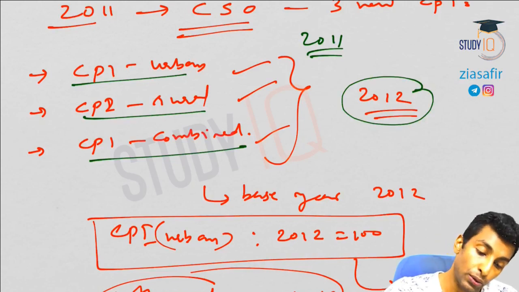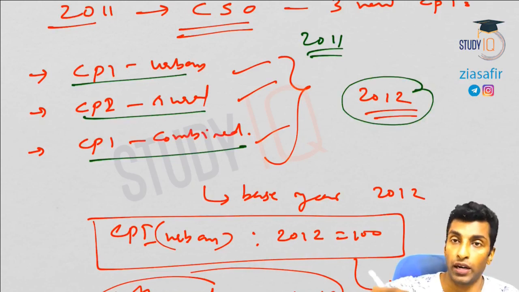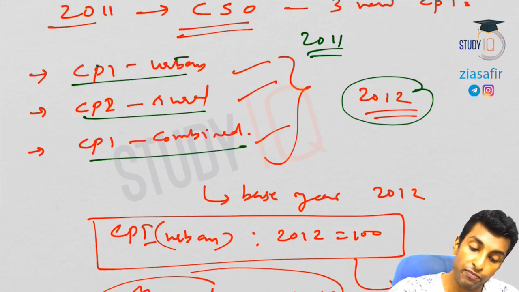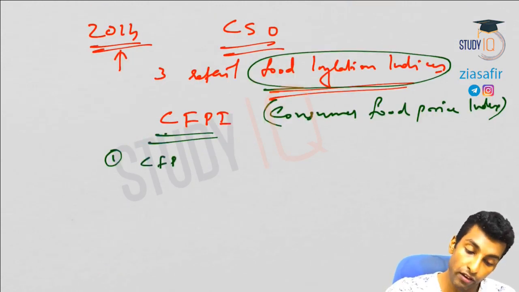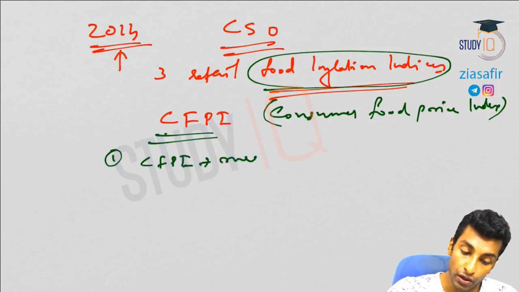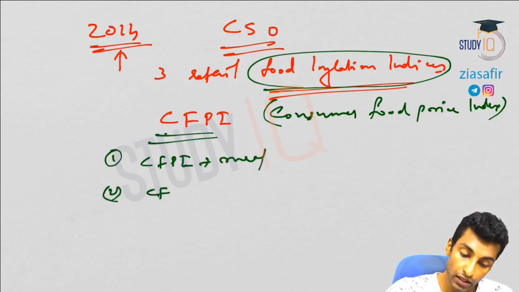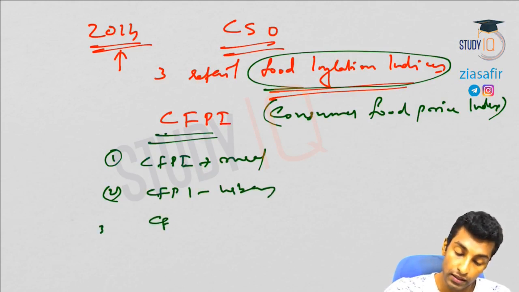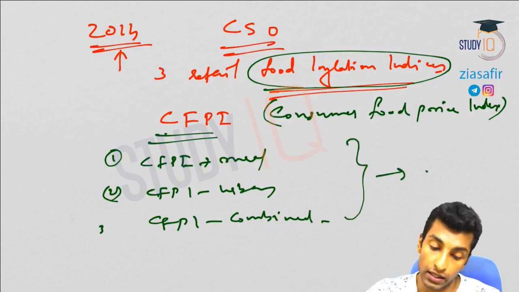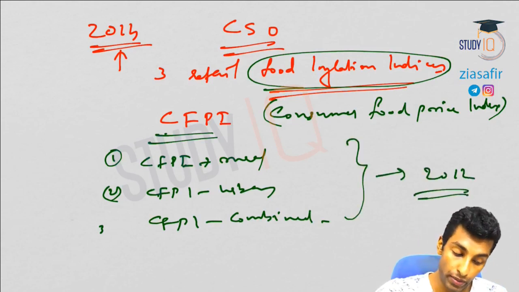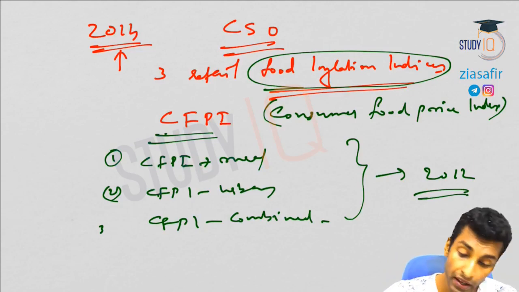Now we are going to discuss retail food inflation. So CFPI rural, CFPI urban, CFPI combined. The base year of these three is also 2012. The base year is fixed as 2012.